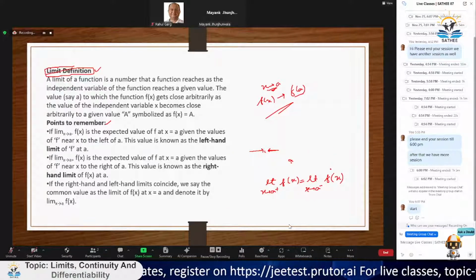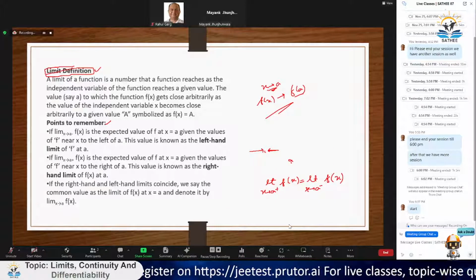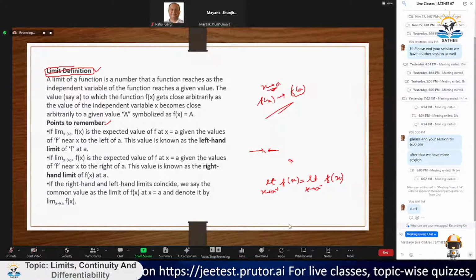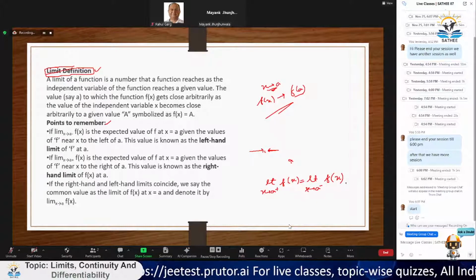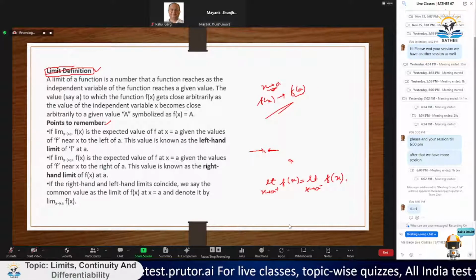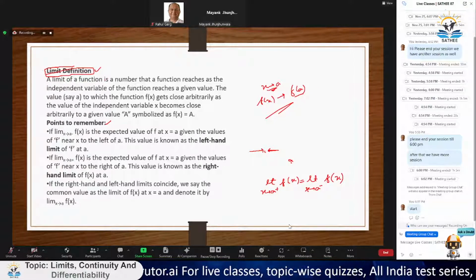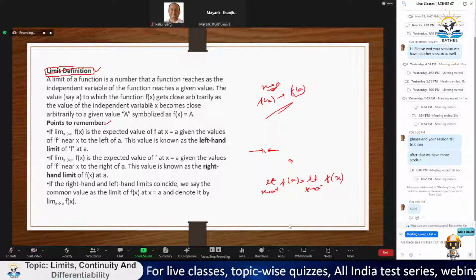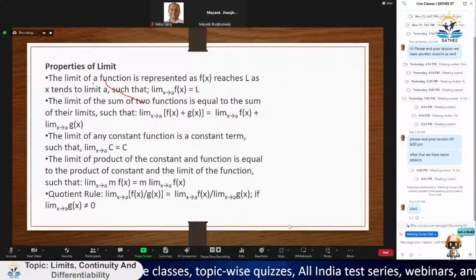So this is the basic concept of limit. In continuity, just one thing adds to it: both these limits should be equal, and this should be equal to the value of the function at that point, which is f of a, in case of continuity. Okay, so this was about limits and continuity. Moving on to some properties.